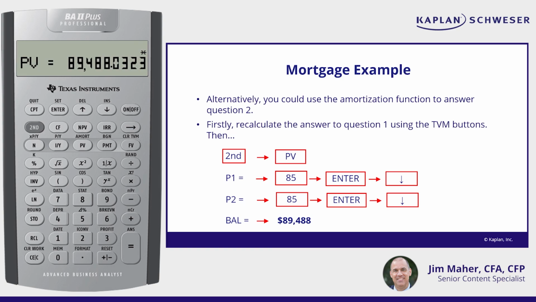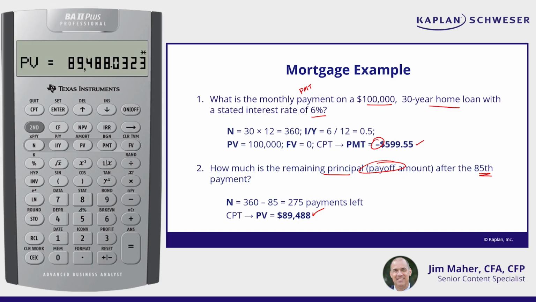All right. Now, alternatively, you could use the amortization function to answer question 2. First, recalculate the answer to question 1 using the time value of money buttons, and then we can walk you through this here. So I'm going to go back a page. Let's clear out our calculator, and I'll go through this a little bit expeditiously for you. We're going to do second clear our time value of money. Clear our work. Start basically from fresh.